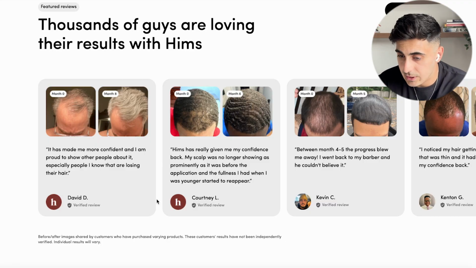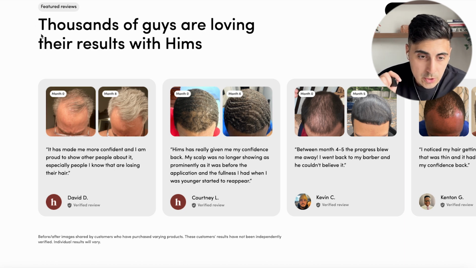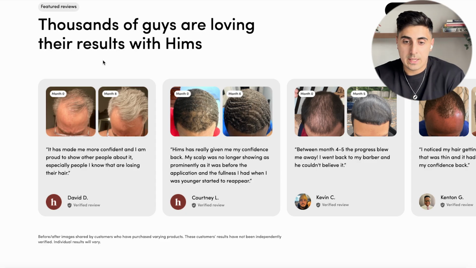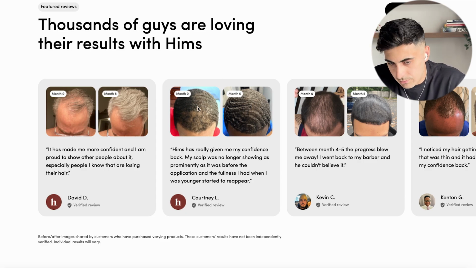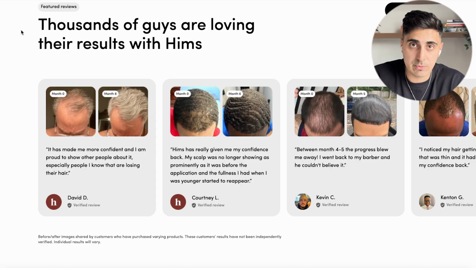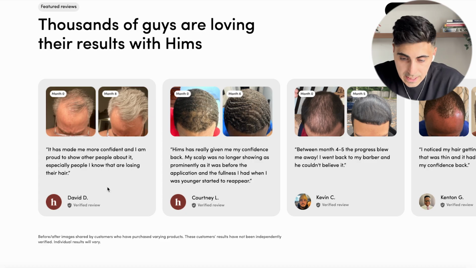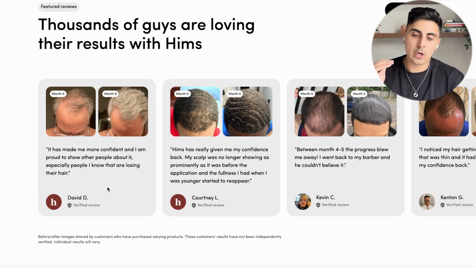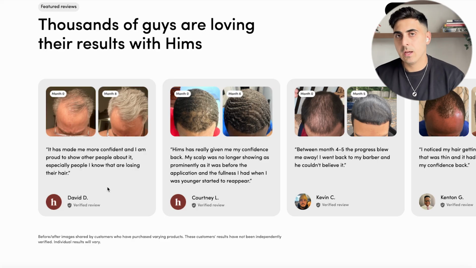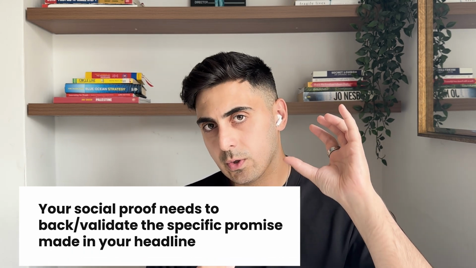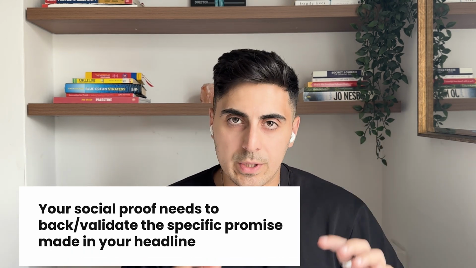Okay, next section, what they've done here is they've focused on the social proof. Remember that element that you need on a landing page. So thousands of guys who are loving their results with Hims. Okay, the next section is social proof. Now this is awesome because what they've done is they've shown visible transformations and they've taken the reviews that back up the copy and the value proposition in their claim. And this is a key point I want to call out now. If you're able to use social proof that reinforces the specificity of the value propositions you're going to use, that is a winning combination in terms of boosting your conversions. So let's see how they do that.